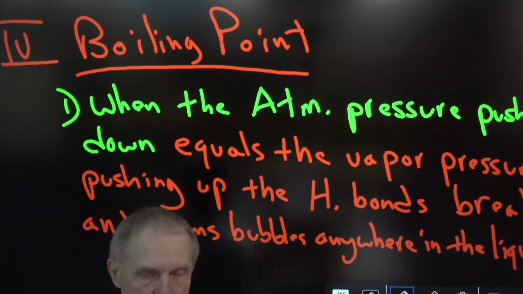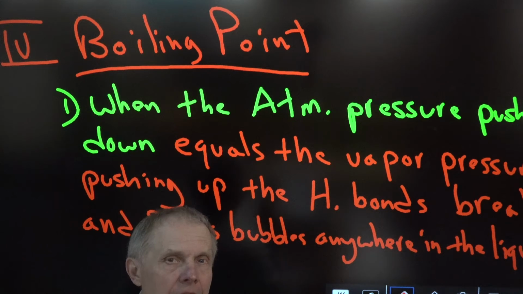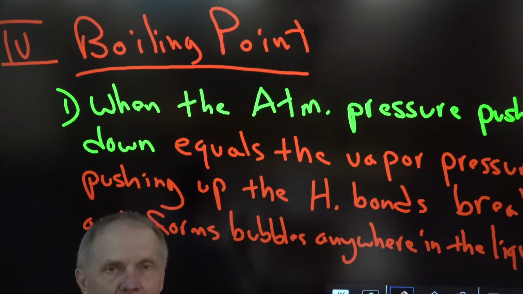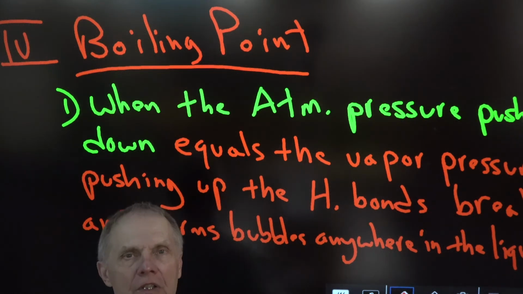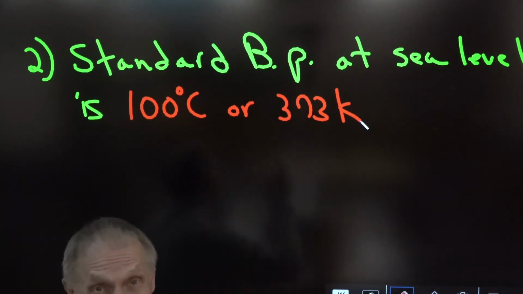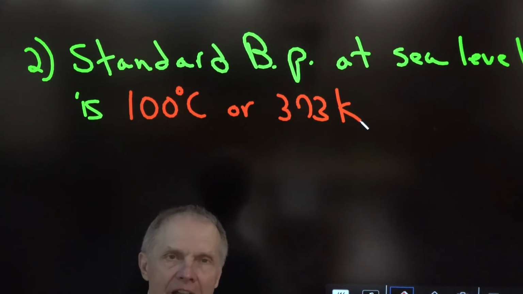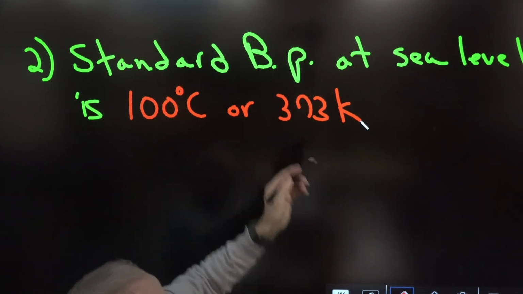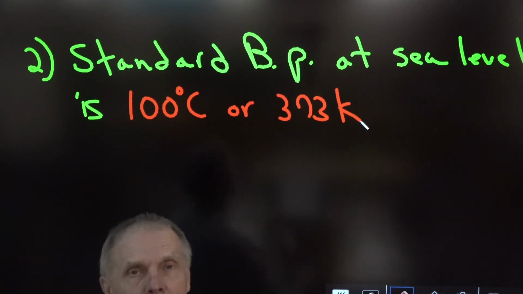Now remember, this boiling point is also controlled by elevation. So the standard boiling point at sea level is 100 degrees C. So I'm going to write that down. So here it is. The standard boiling point at sea level is normally 100 degrees C, and if we change that to Kelvin, you add 273, so it's 100 degrees C boiling point is also 373 Kelvin. Okay? So that is what the boiling point should be.